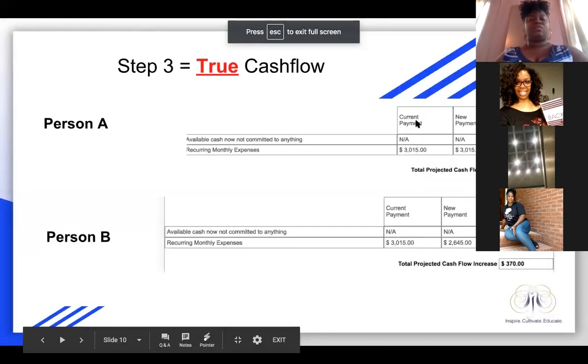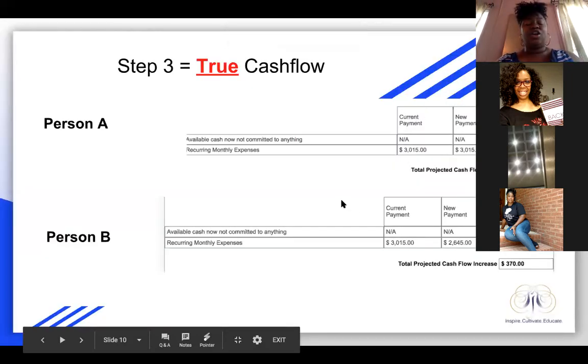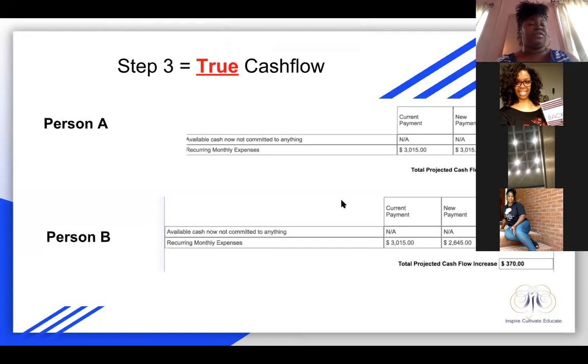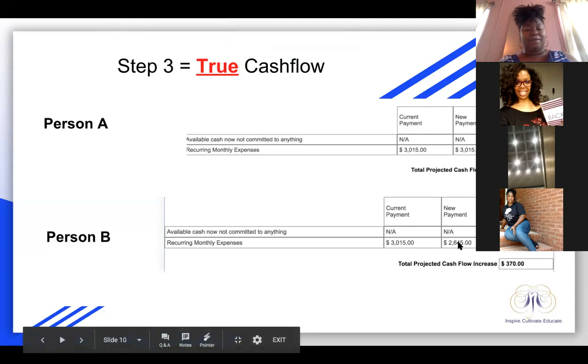All right, so person A, their current payment was $3,015. Remember on side A how we filled out our current payments monthly? Well, this is what it comes out to be. Okay, person B has the same current payment, but let's take a look at the new payment, $2,645. Well, where did this come from? I'm getting ready to show you.